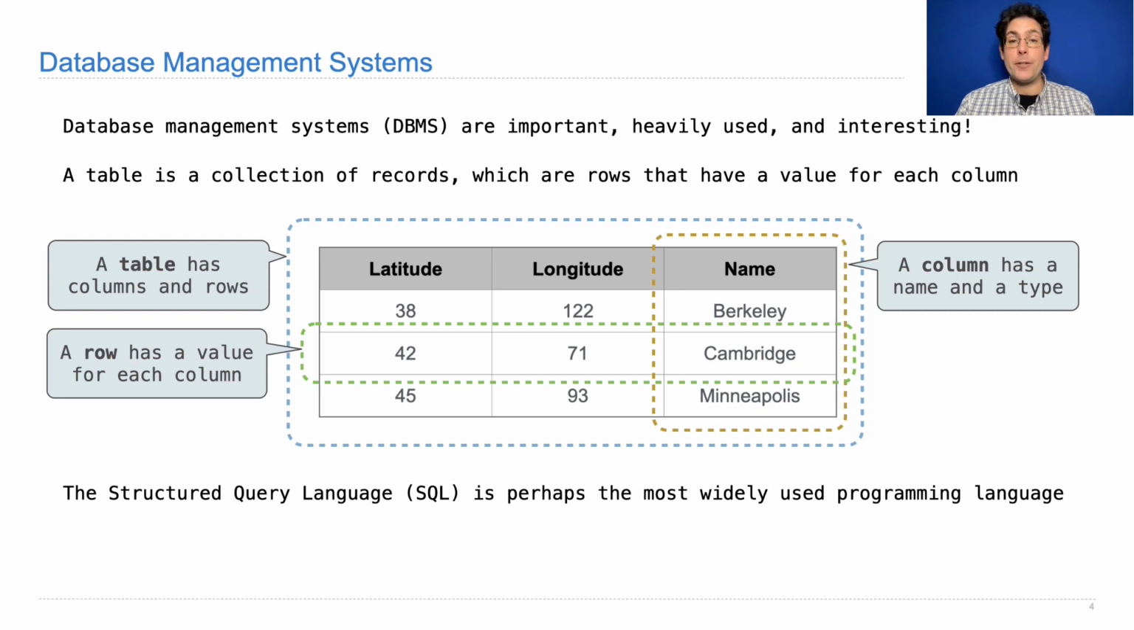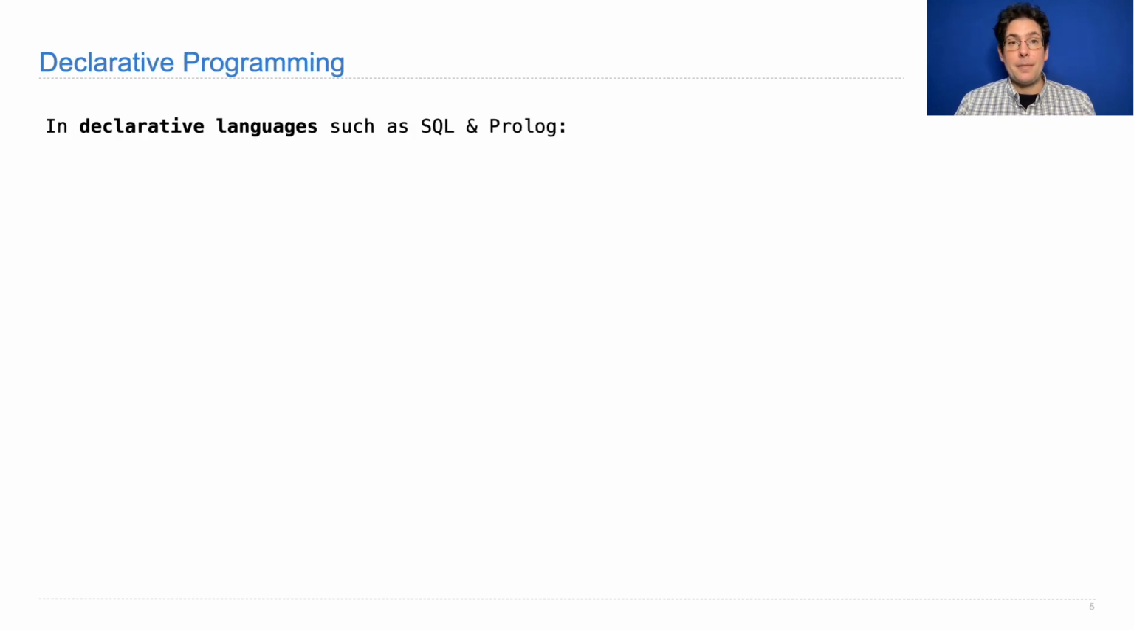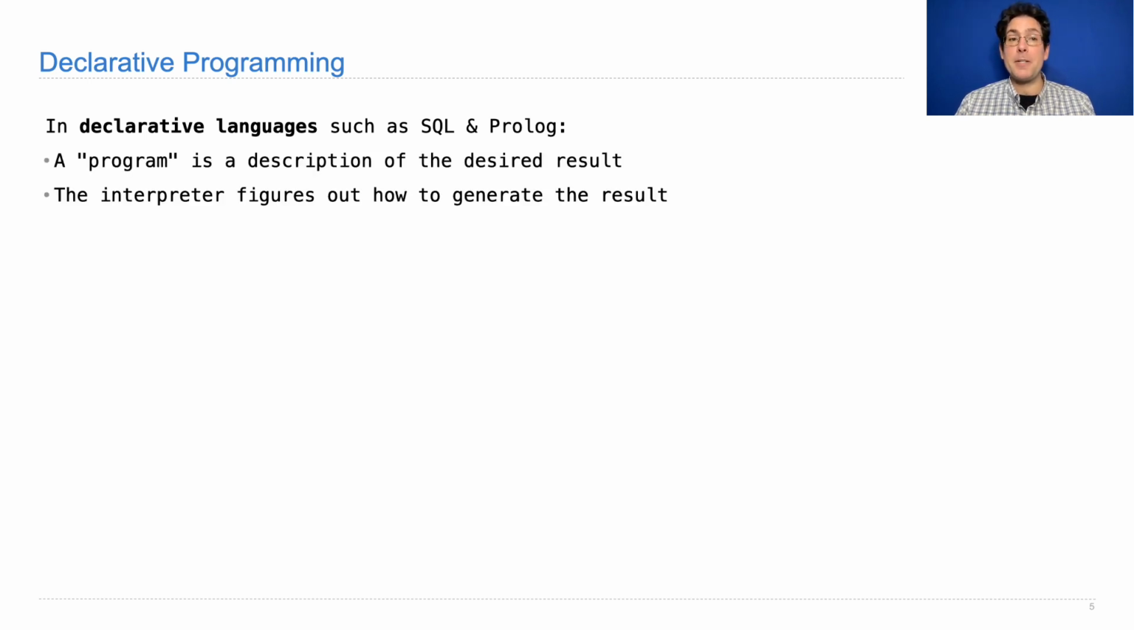And the structured query language is perhaps the most widely used programming language. It is a programming language to generate new tables out of existing tables, and then to manipulate their contents, adding and removing rows, things like that. SQL, or SQL, is a declarative programming language. In SQL, and also in other declarative languages like Prolog, a program is a description of the desired result, and the interpreter figures out how to generate the result.